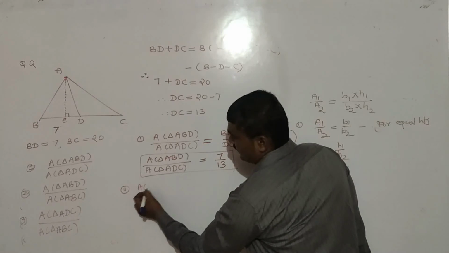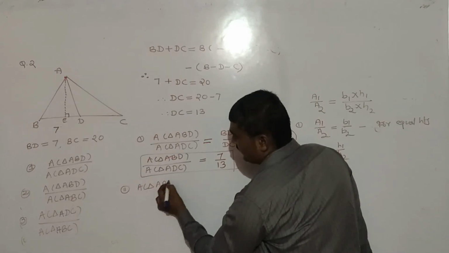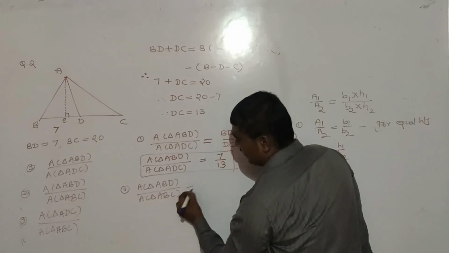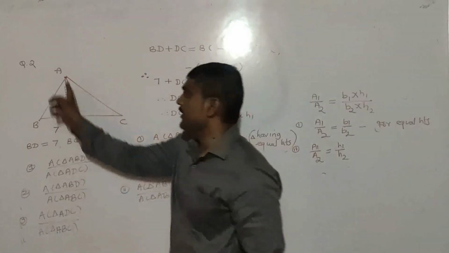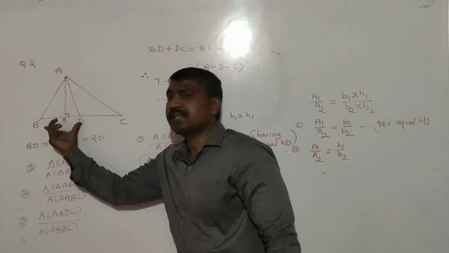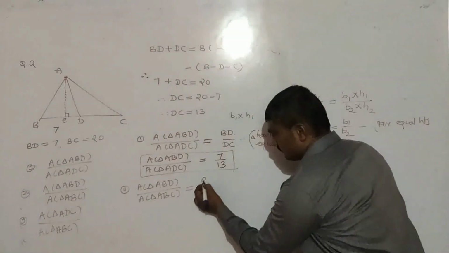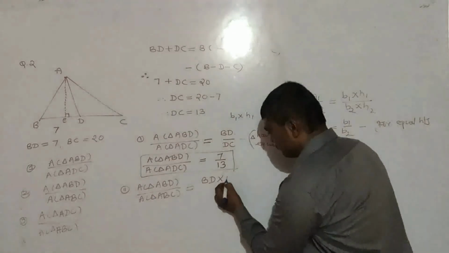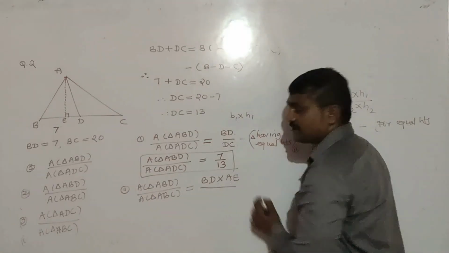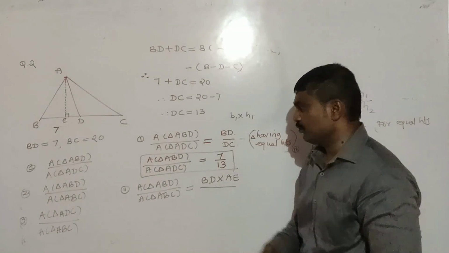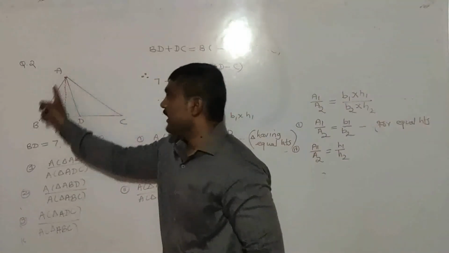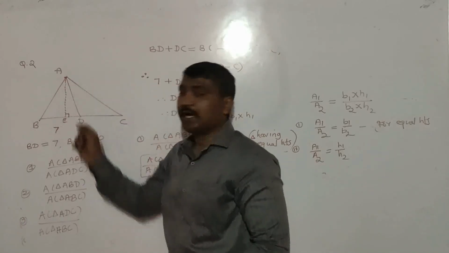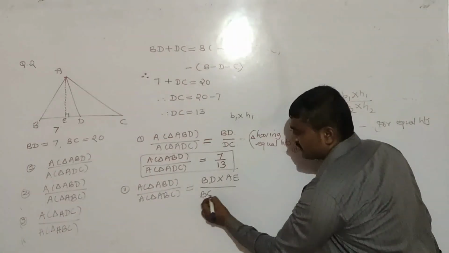Now second. Next is area of triangle ABD upon area of triangle ABC. Again check. For triangle ABD, which is the base? BD. Which is the height? Height is A. Okay, B1 H1 is completed. Now write B2 H2. ABC. For ABC, again BC is the base, A is the height. So I am writing BC into A.